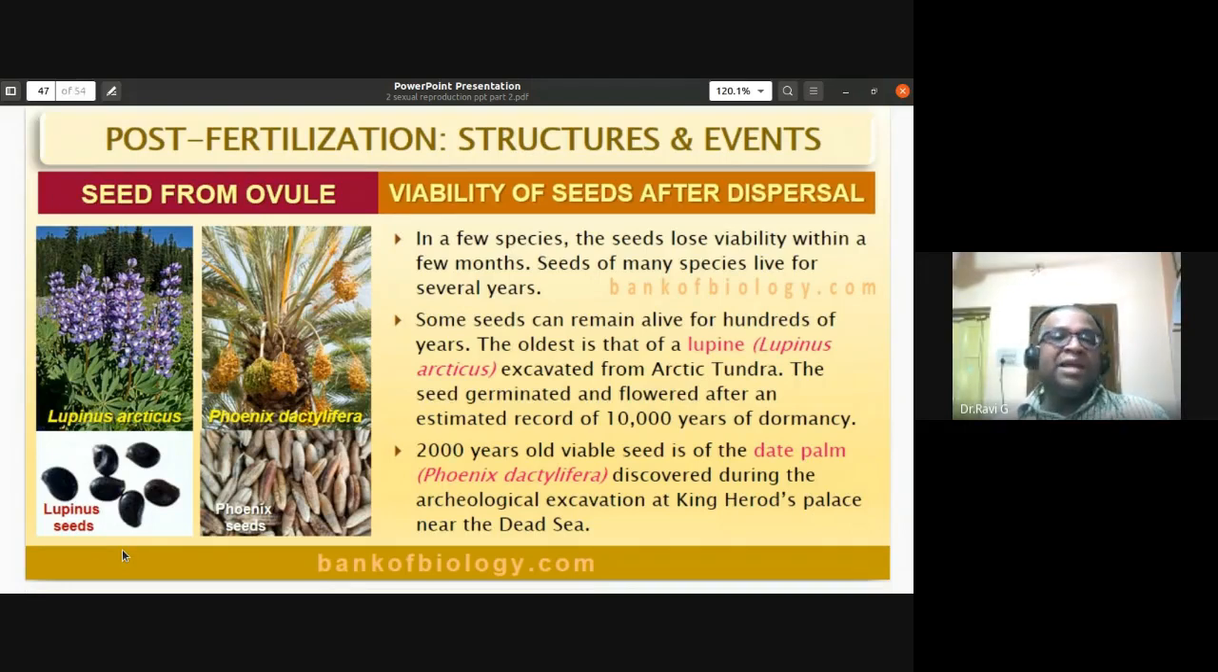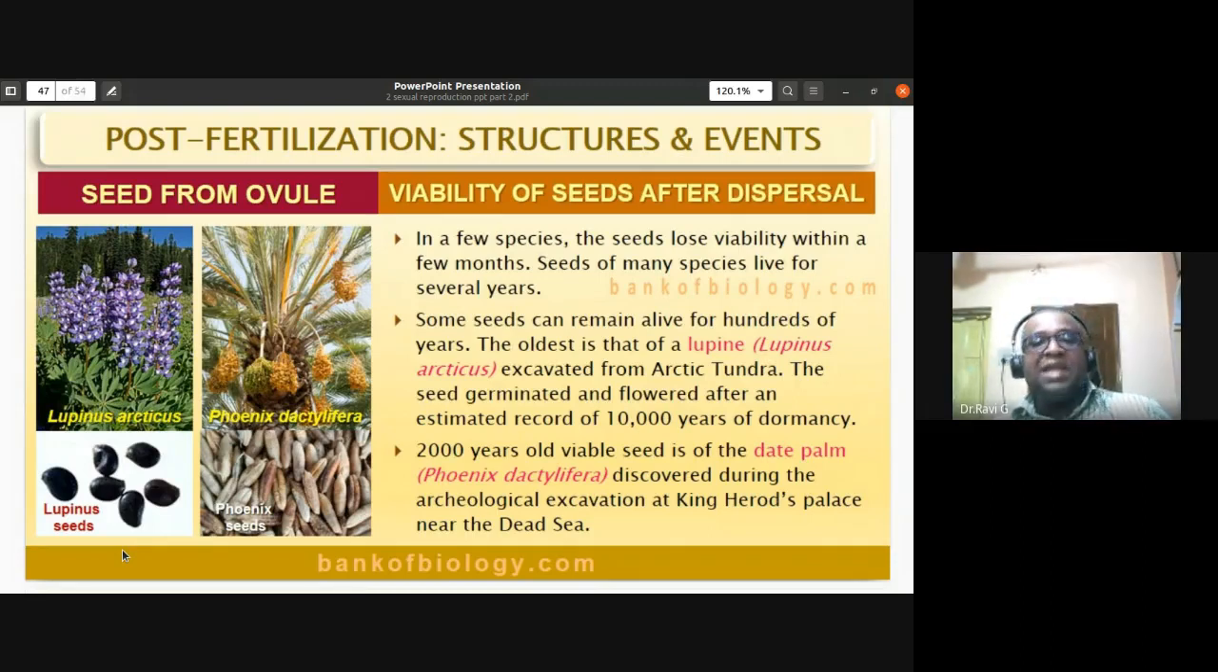That is, their expiry date might be over. That is, they are no more viable. Viable means they cannot undergo germination. So in a few species, the seeds lose their viability within a few months or a few days, some of them. Seeds of many species live for several years.